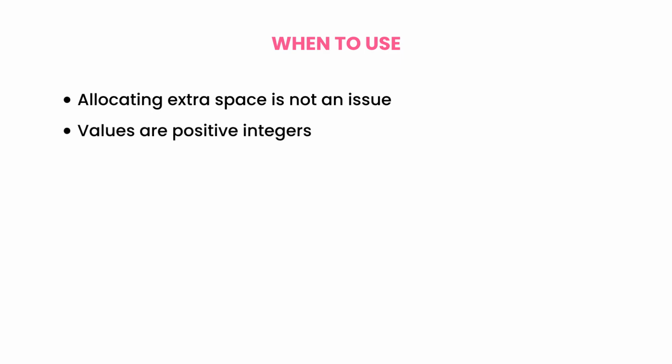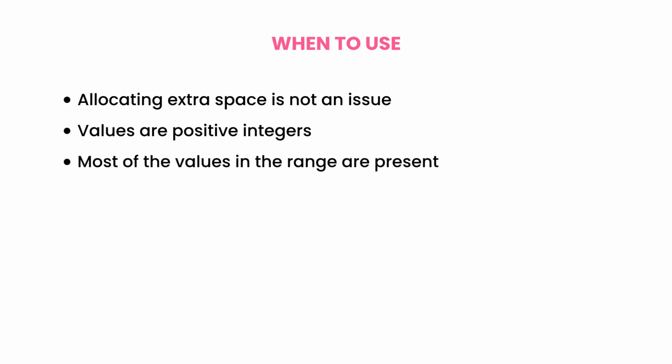So we should use counting sort when allocating the extra space is not an issue. Also, as I told you earlier, all the values should be positive integers. Otherwise, we cannot use them as indexes of the count array. And it's best if most of the values in the range are present in the input array. Otherwise, we'll end up with a lot of empty or 0 elements in the counts array.